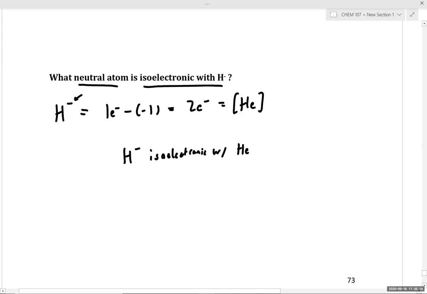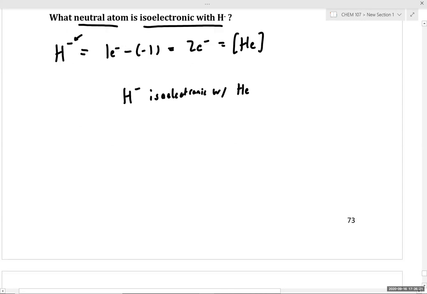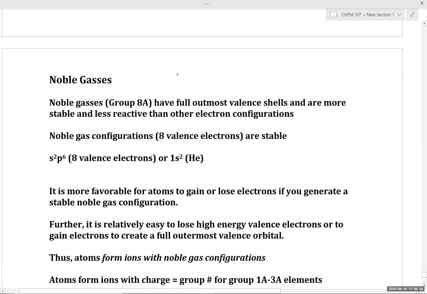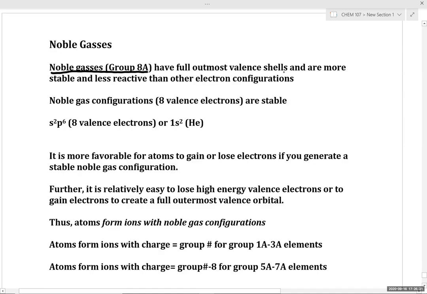So let's talk about noble gases now. They're a really important group in the periodic table. Noble gases, which are group 8A elements, have full outermost valence shells and are more stable and less reactive than other electron configurations. Noble gas configurations, 8 valence electrons, are generally stable. There's one other noble gas configuration we need to be aware of, and that's the 1s2 configuration, which matches that of helium.